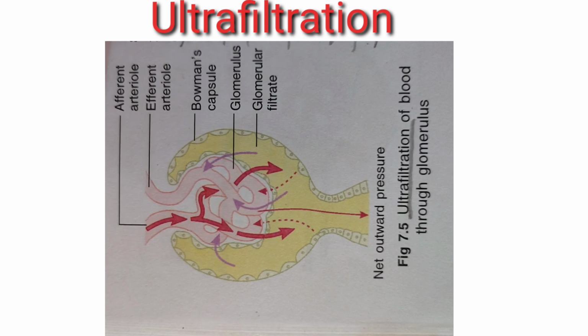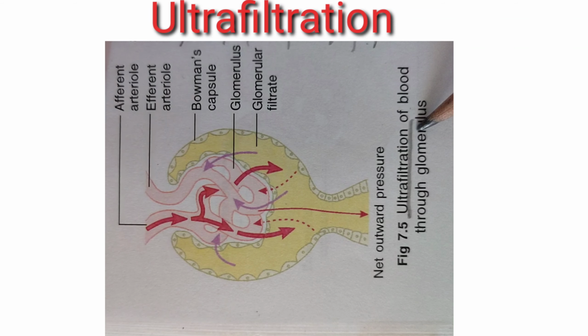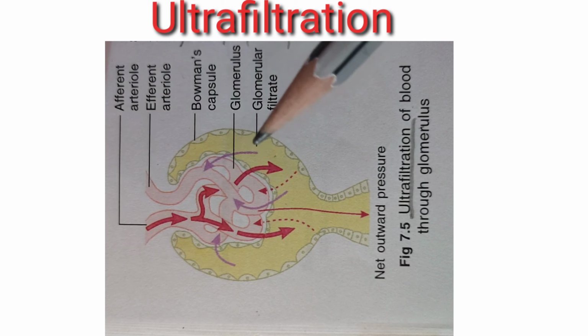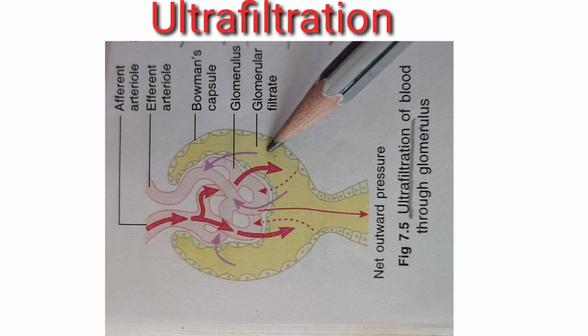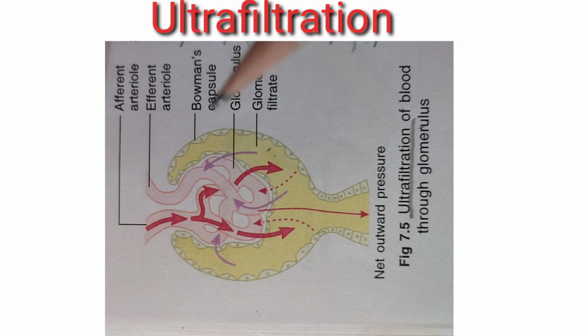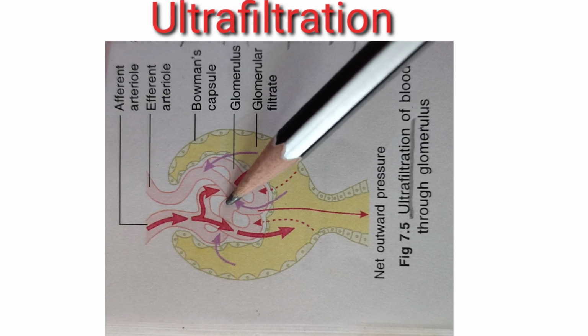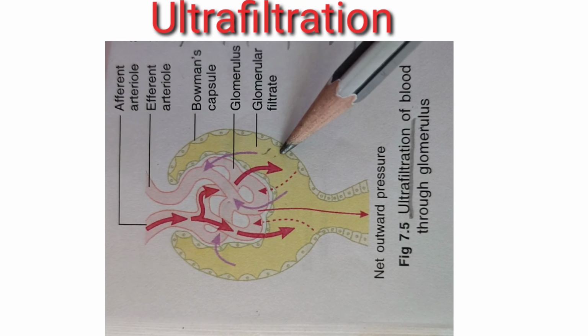ultrafiltration. Where does this ultrafiltration take place? As you can see, what is this figure referring to? This figure is referring to your Malpighian body. You have Bowman's capsule and you have glomerulus. So your ultrafiltration takes place in Bowman's capsule. So what happens in this process?